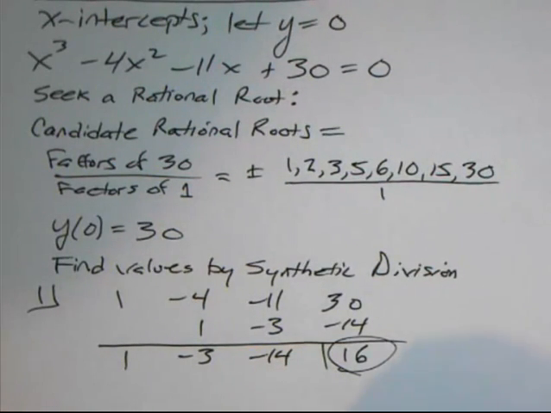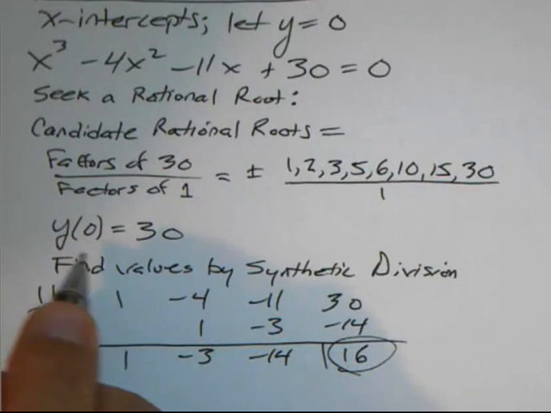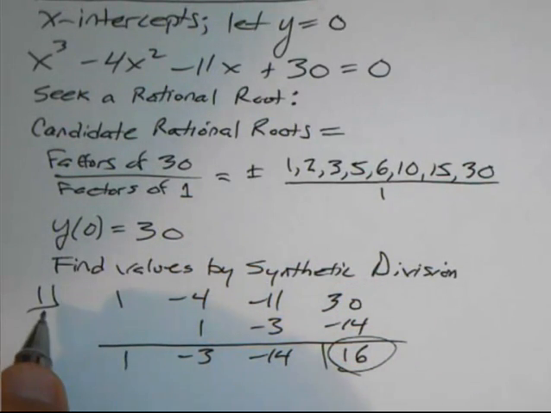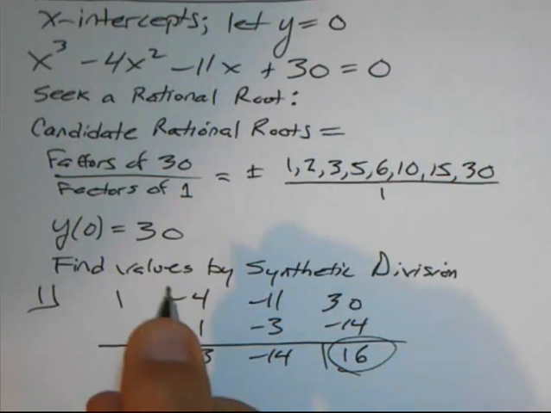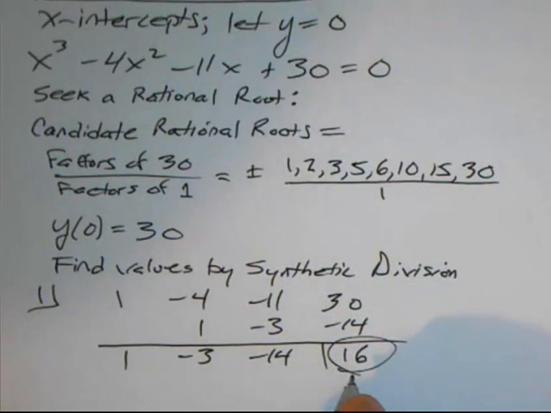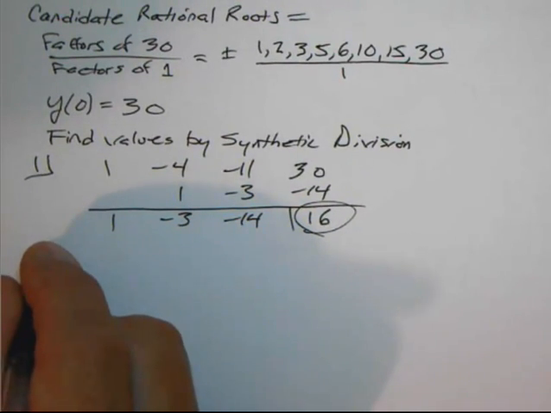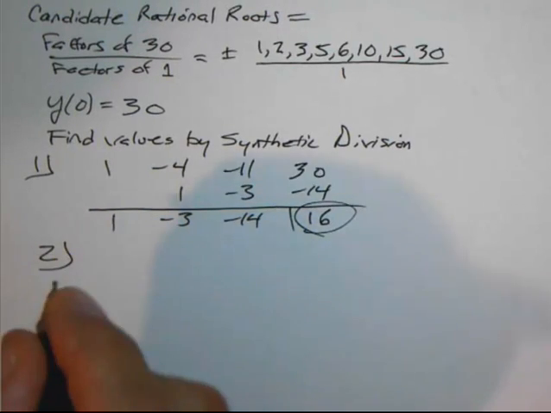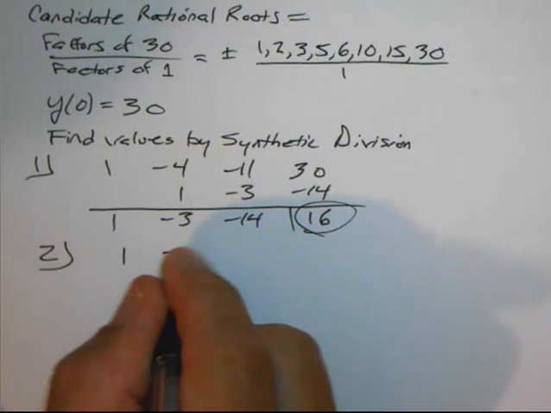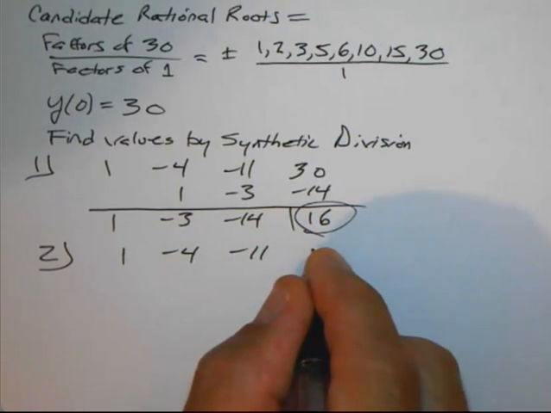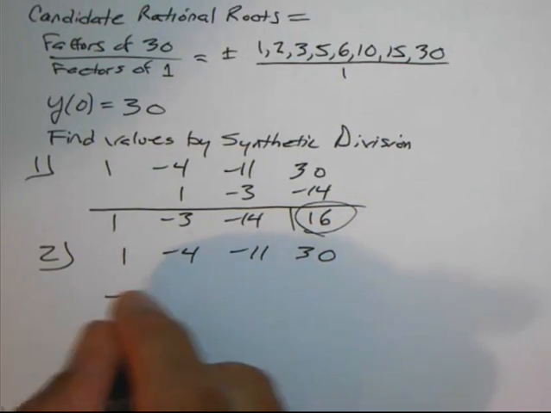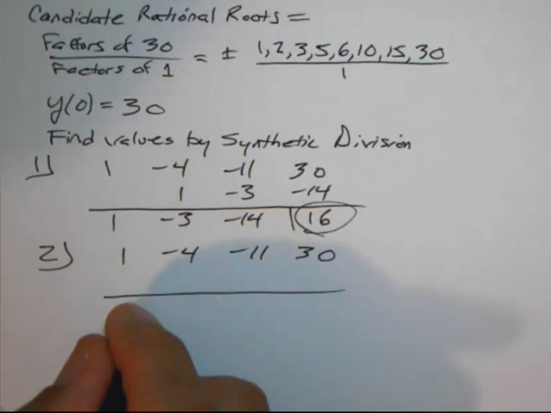However, we have a little more information in our hands now. We did find that y of 0 was 30. Moving to x equal to 1, the value drops to 16. This graph seems to be decreasing, perhaps, and so perhaps x equal to 2 will give us some success. Well, let's try it. Same procedure, synthetic division. 2 in the box. The coefficients: 1, negative 4, negative 11, and 30.